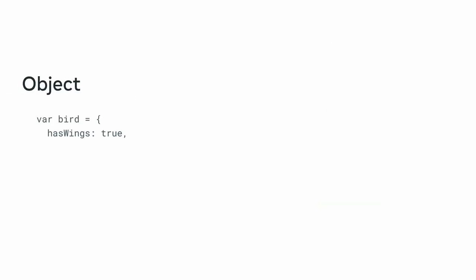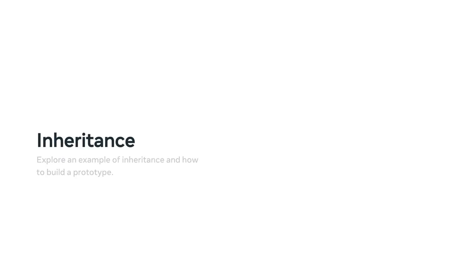In JavaScript, the prototype is an object that can hold properties to be shared by multiple other objects. And this is the basis of how inheritance works in JavaScript. This is why it's sometimes said that JavaScript implements a prototypal inheritance model. Let's explore this further now with some code examples to demonstrate inheritance and how to build a prototype.